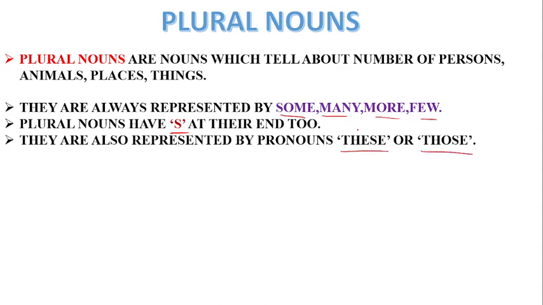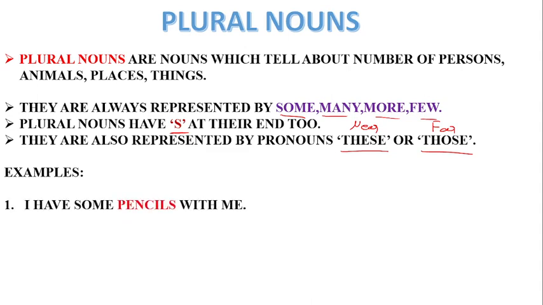You use these when the thing is near you, and you use those when the thing is far away from you, or if you are talking about someone else, then those comes. These and those you're going to understand much better when we do the topic pronouns. Let's understand using some examples. I have some pencils with me. I have not mentioned the number, but I have just told you I have some pencils with me. These mangoes are ripe. So I have represented there are some mangoes with me which are ripe.